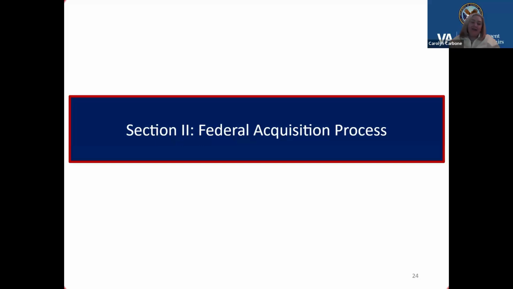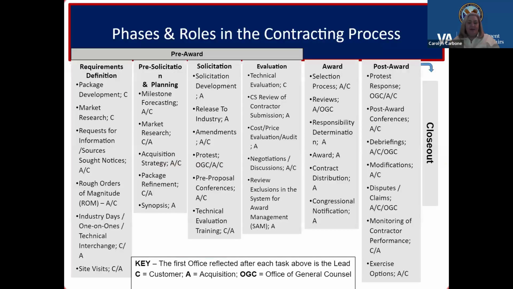Okay, great. Good afternoon, everyone. So I'm going to walk you through the federal acquisition process. And as Joanie shared, it's not really different depending on what agency you work for. The general overall process is the same. So we're just going to highlight some key points within the process. So go to the next slide.